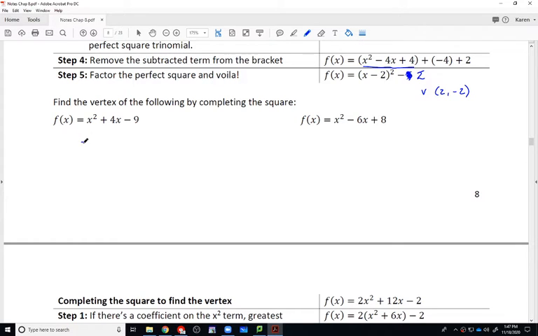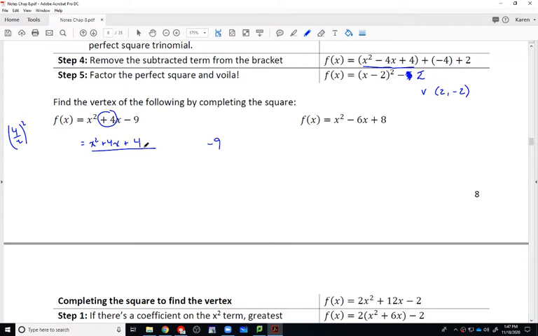I'm going to do another one with you, and then I want you to pause the video and try this one. What I want you to think of is that this is what's going to create my perfect square trinomial. Then we're going to have this -9 on the end. To create my perfect square trinomial, I'm going to take half my middle term. So I'm going to take half of 4, and I'm going to square it. Half of 4 is 2. 2 squared is 4. So adding 4 would create this perfect square.